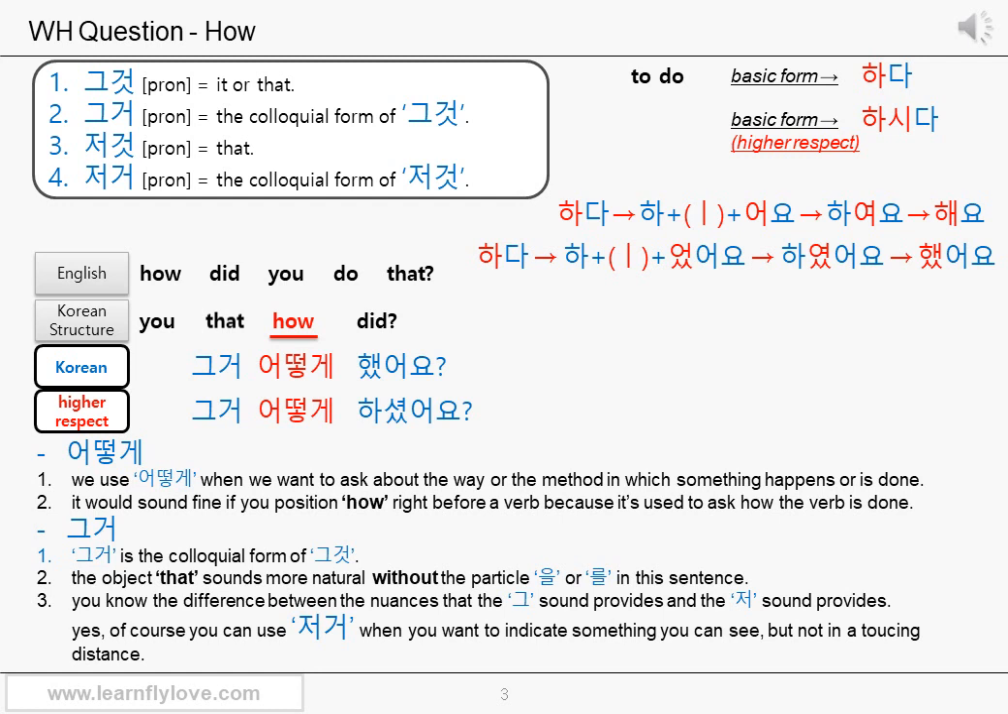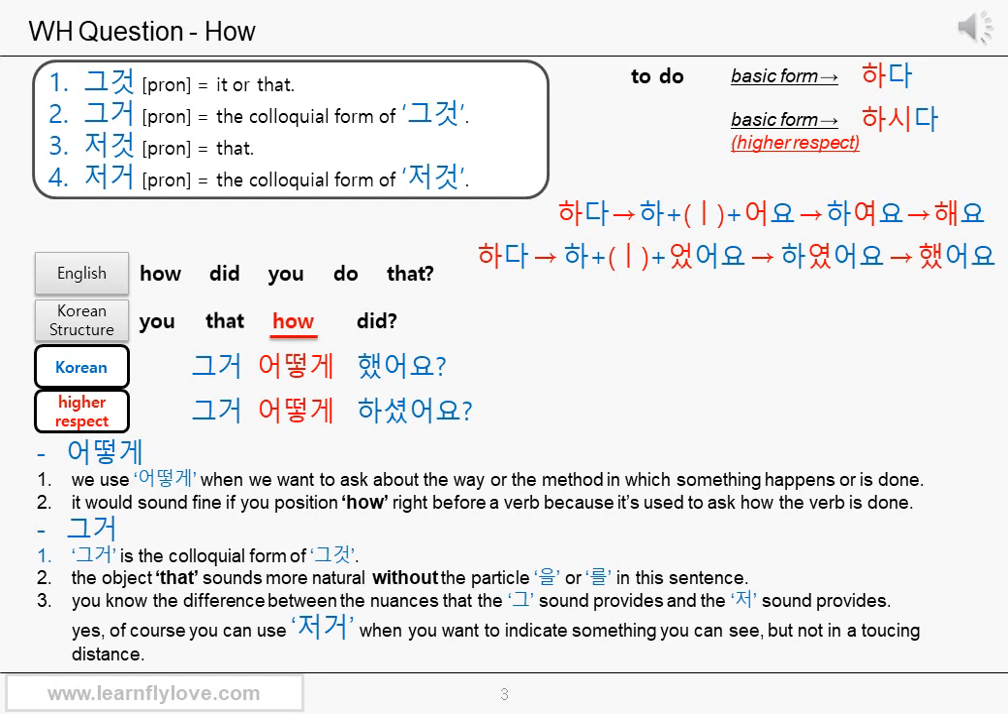The direct translation of the English pronoun it or that is 그것. But Koreans don't really use 그것 in a real-life conversation. There's a colloquial form of 그것 in Korean. 그거, without the final sound. People use this colloquial form far more. Colloquial means spoken Korean in a real-life conversation.